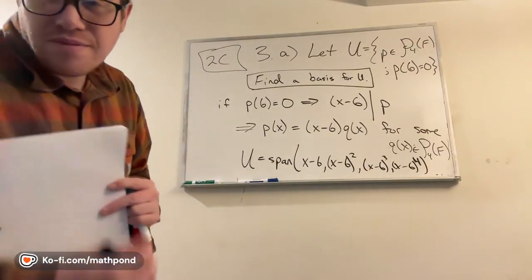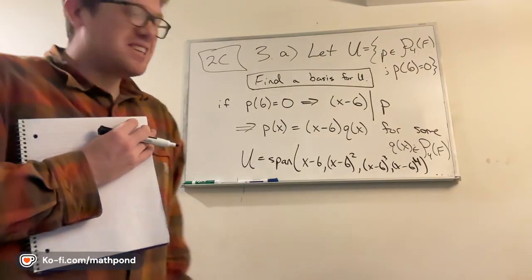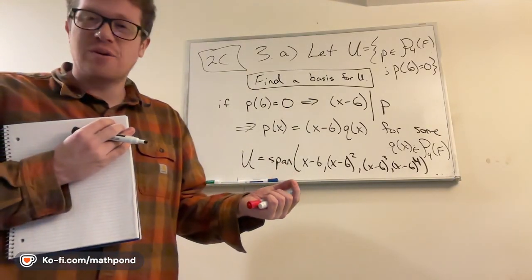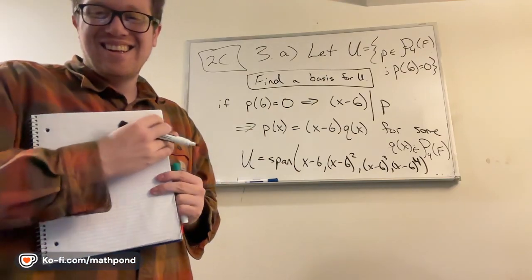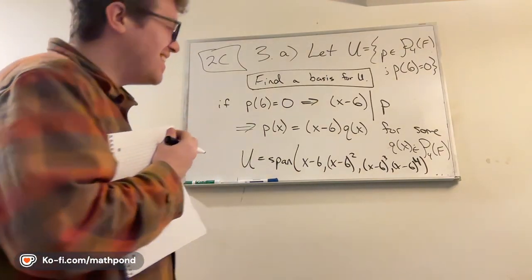Hello, mouse. Hey, e to the 2 pi i. I always want to say 2 pi i instead of 2i pi. I don't know why.